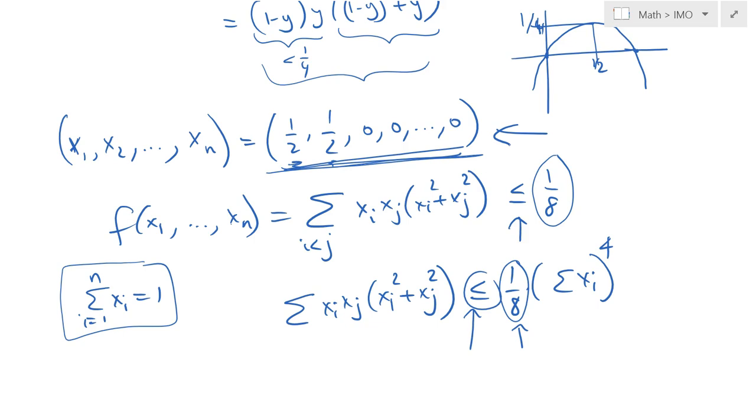Let me remind you that in IOPS you can find alternative solutions to this. Actually, there's a troll solution using AM-GM. You can solve this problem virtually in a few lines, so that's also very convenient as well.